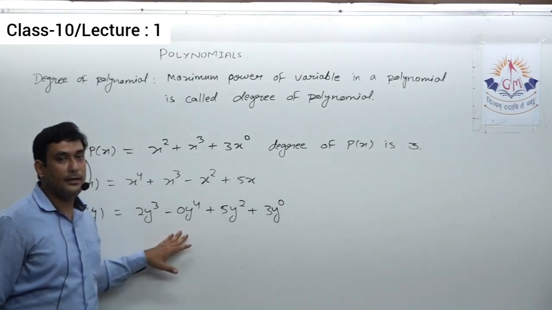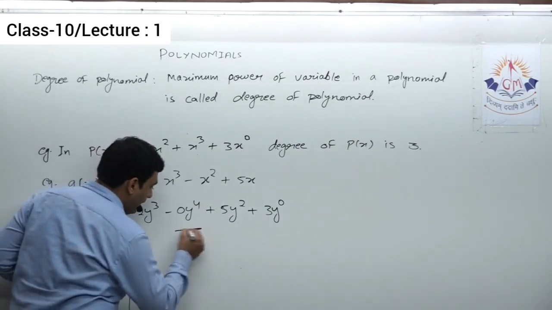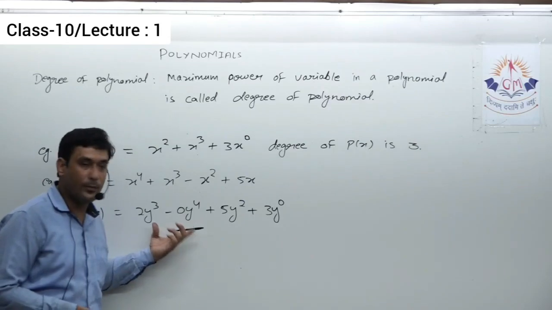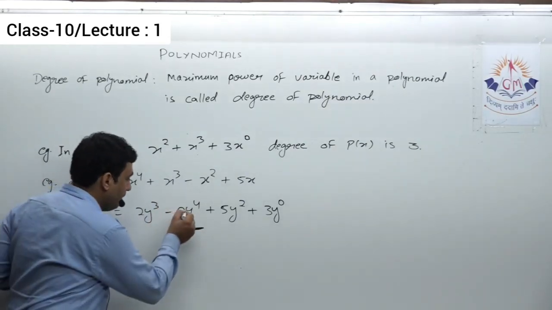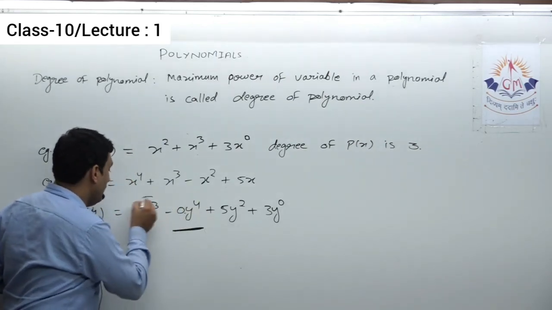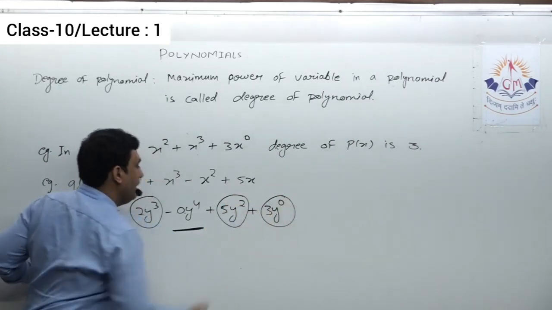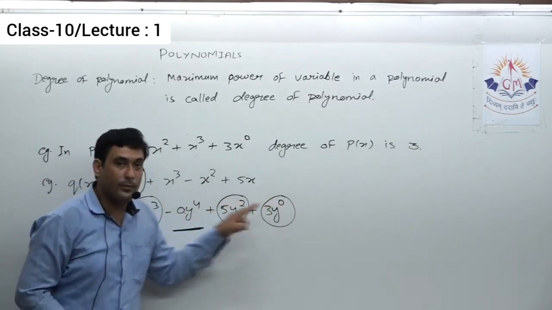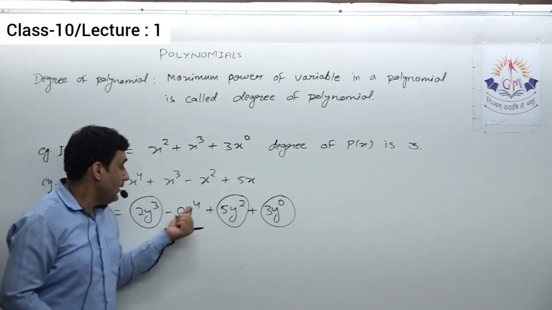No, here degree of polynomial is not 4. Why? Because this is 0y raised to 4. This term actually does not exist. 0 into anything becomes 0. So this term is not there. You can see this term is multiplied with 0, so actually this term does not exist. So only these 3 terms exist in this polynomial, and in these 3 terms, 3 is the maximum. So you have to take care about this.